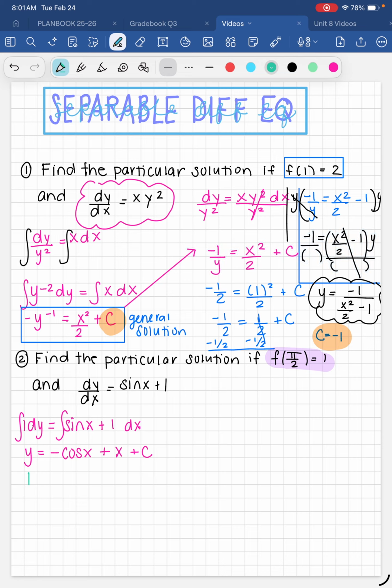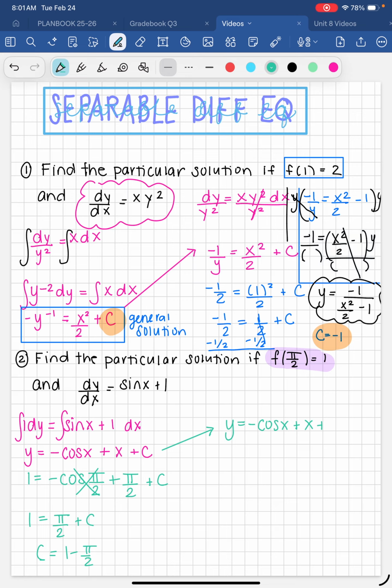We're going to have y equals 1, x is pi over 2, plus c. All right, so that's 1 equals, so the cosine of pi over 2 is going to be 0. So this whole thing is going to drop out. Pi over 2 plus c. And then c is just going to be 1 minus pi over 2, which is totally fine. So now my particular solution is going to be y equals negative cosine x plus 1 minus pi over 2. Done.